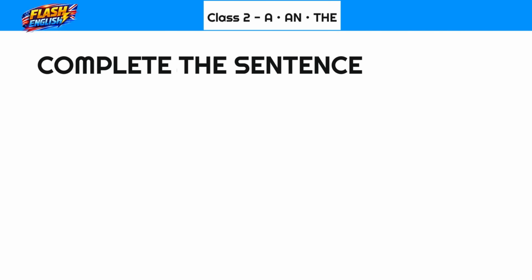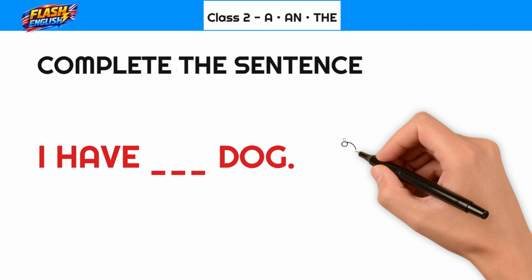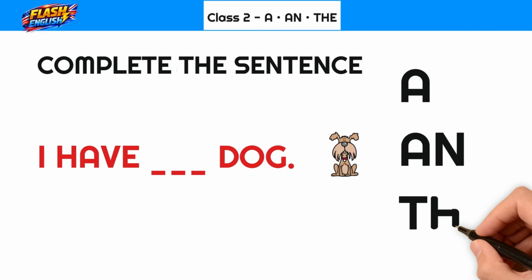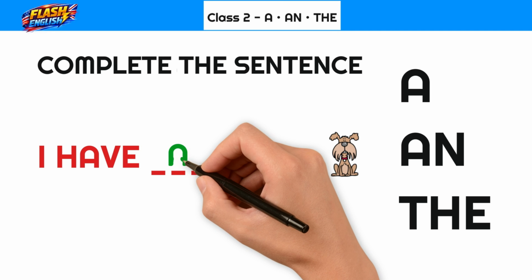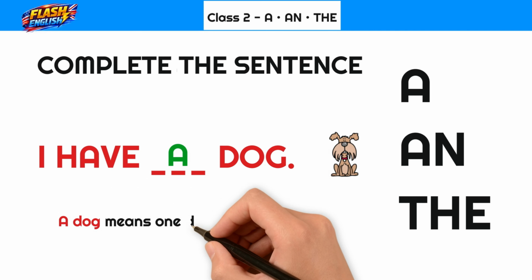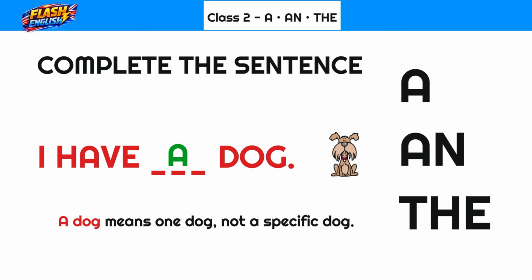Let's try a full sentence. I have what? A dog? An dog? The dog? I have a dog. Excellent. A dog means one dog, not a specific dog.